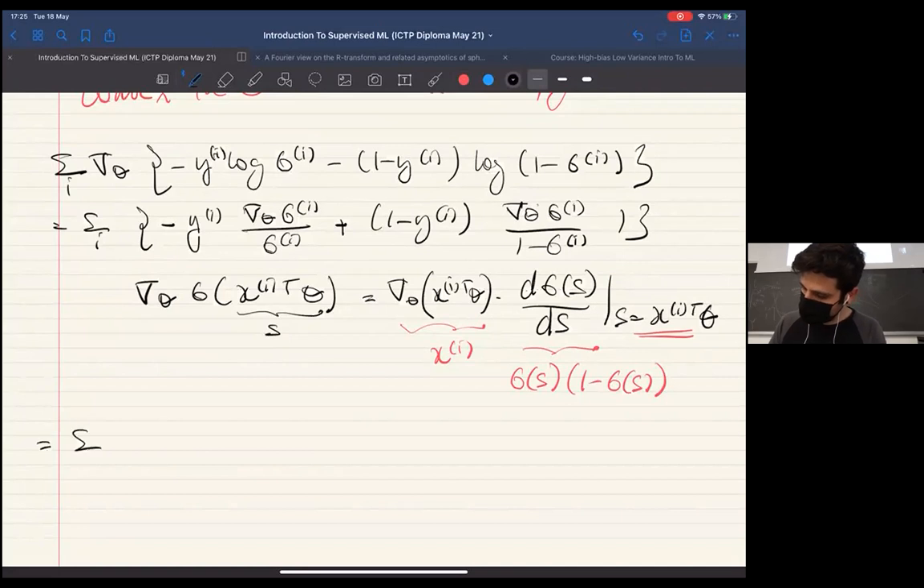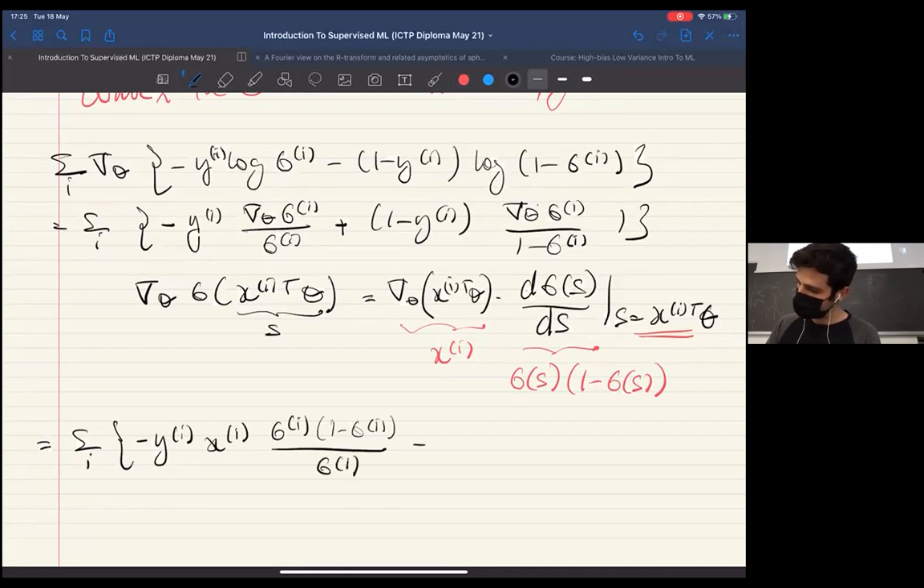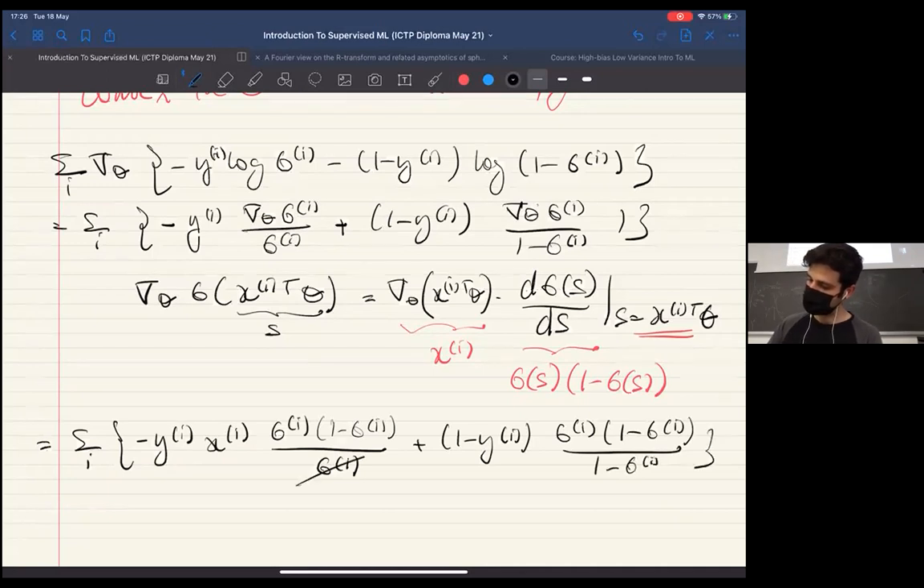So what we obtain at the end is the sum over i of minus yi. So yi is a scalar, and xi here is a vector. Sigmoid i, 1 minus sigmoid i over sigmoid i, plus 1 minus yi, sigmoid i, 1 minus sigmoid i over 1 minus sigmoid i. So we see nice simplifications.